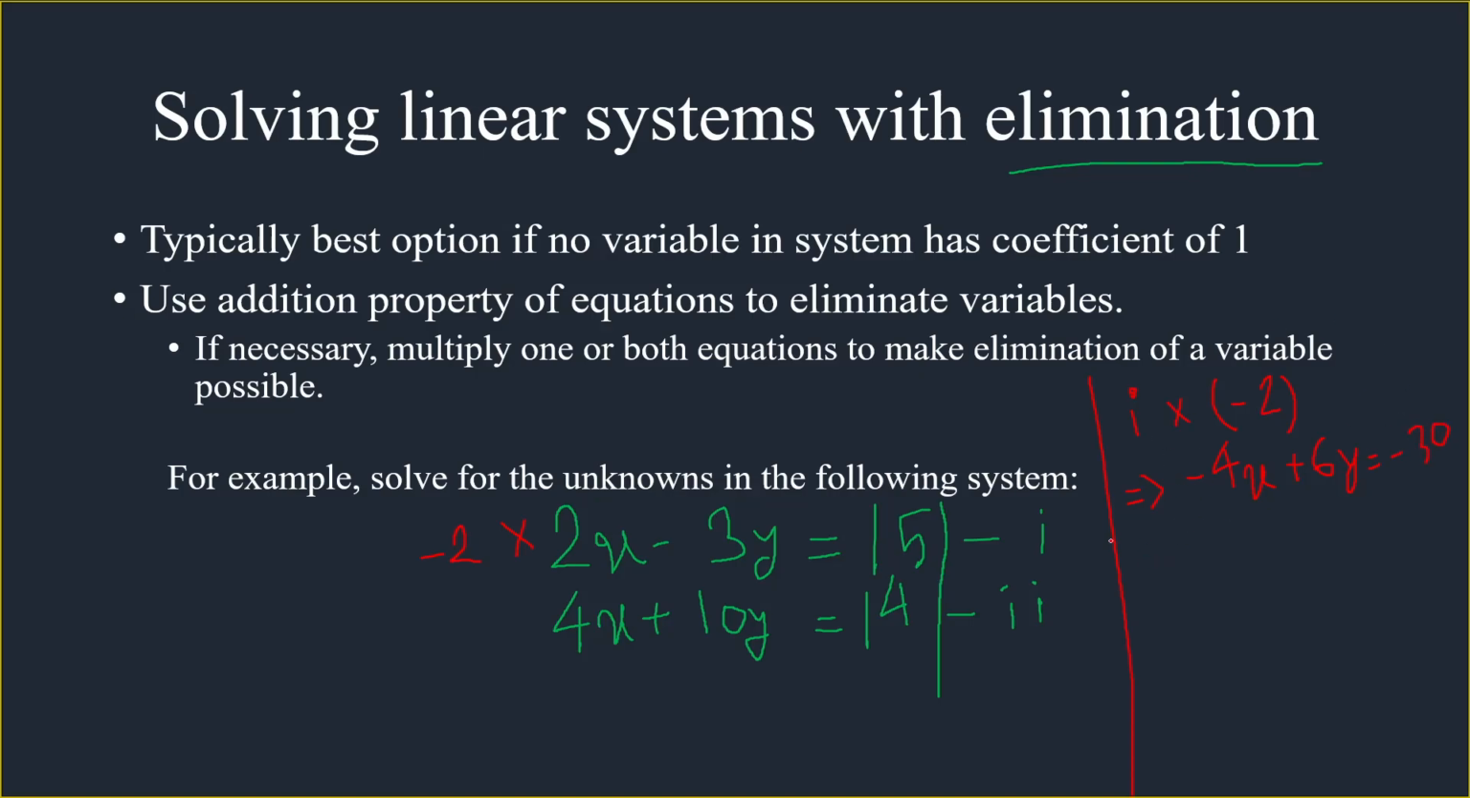And when we got our second equation, it will remain the same. It is 4x plus 10y is equal to 14. So now we can do the simple elimination. We can cancel out this part and this part, as these are all the same, and here we will remain with 16y, and here we will remain with minus 16.